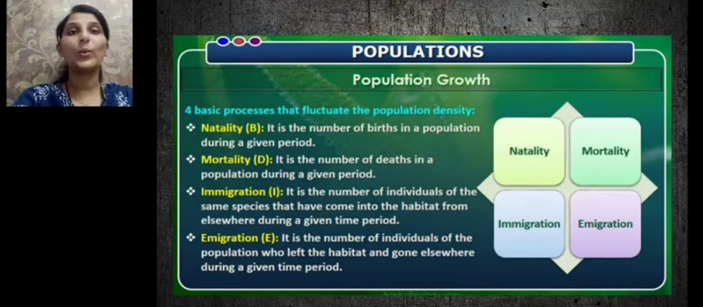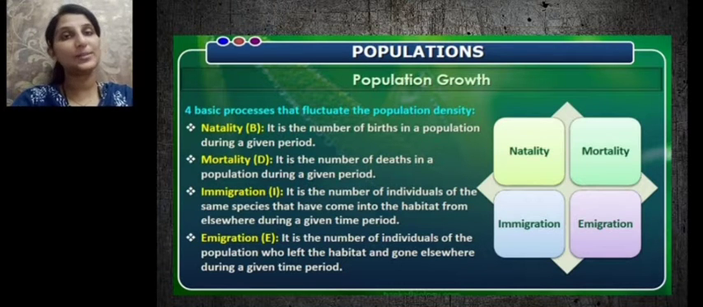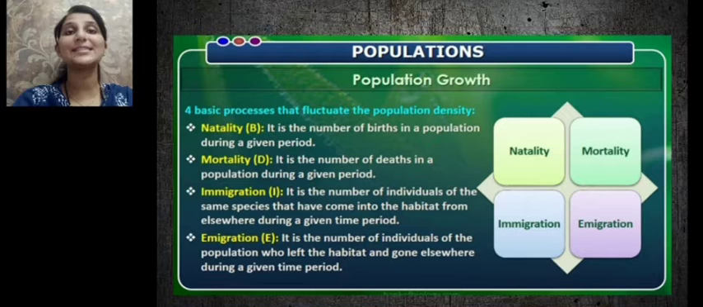In this module, we are going to learn about population growth. We know population density is the number of individuals of a species per unit area or volume. There are four basic processes which can fluctuate the population density, which is represented as N. What are the main processes which can fluctuate the population density? They are natality, mortality, immigration, and emigration.